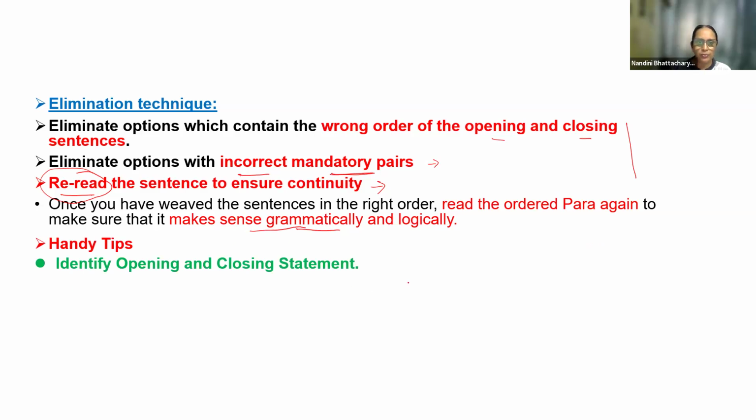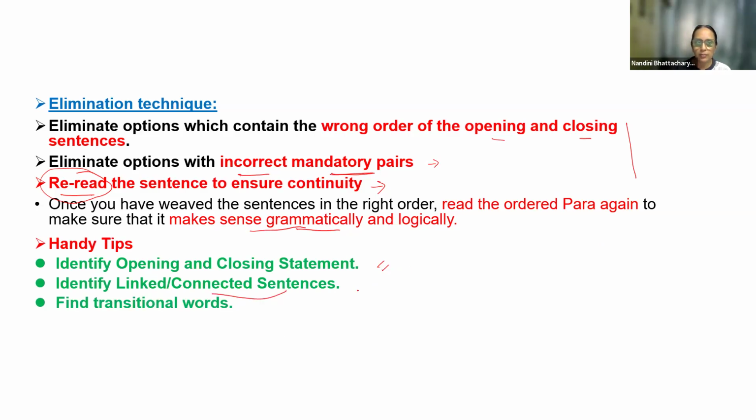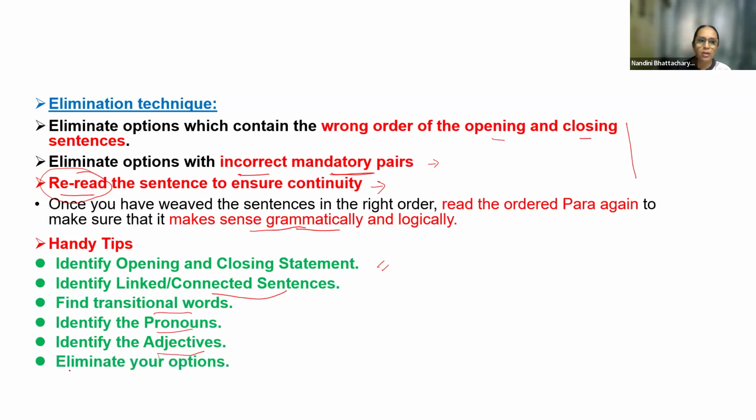So before we move into the questions, what are we going to do? Identify opening and closing sentences. Identify connected sentences or mandatory pairs. Find the transition words. Identify the pronouns and see where the noun lies. Identify adjectives and see what is being compared. And of course, eliminate your options. So this is more or less the strategy that you would be following.